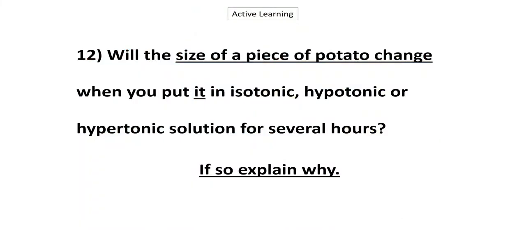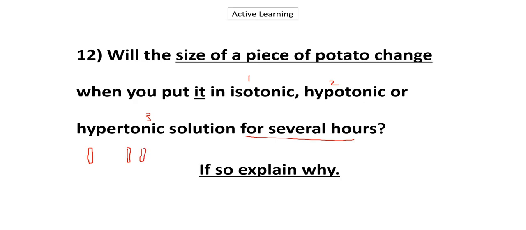So now you need to think about this. Will the size of a piece of potato change when you put it in the isotonic, hypotonic, or hypertonic solution for several hours? So right now think that you cut a very thin slice, a very small and thin piece of potato.